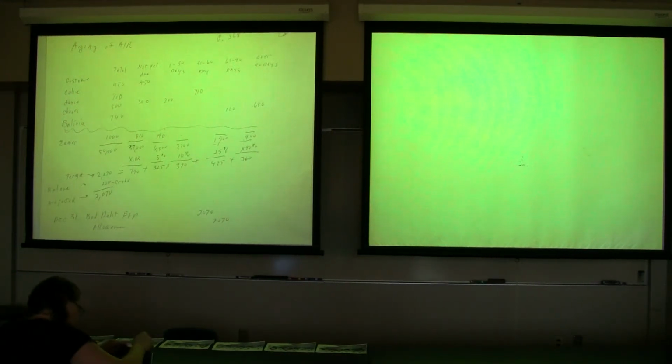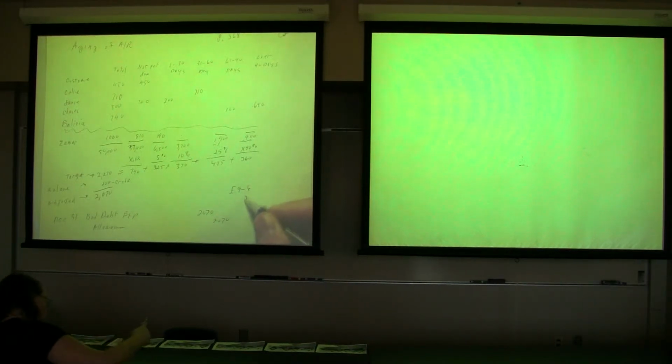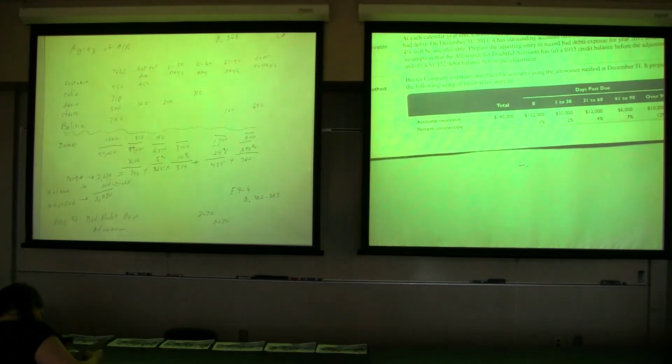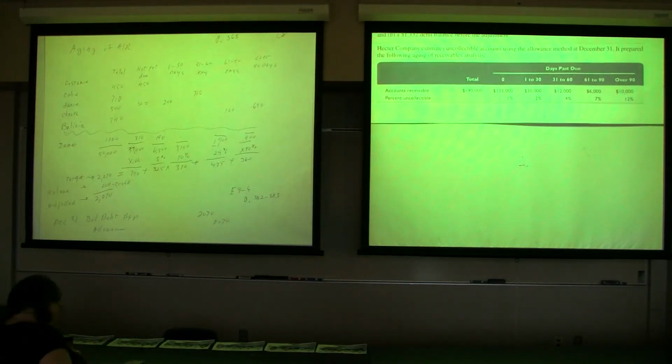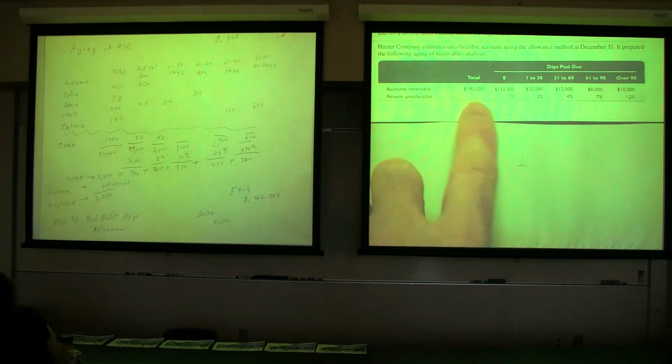Let's do this. Let's do exercise 9.6. You find that on page 382, 383. Here's how it reads. Okay, so here's 382. What it says is, the Hector Company estimates uncollectible accounts using the allowance method. December 31st, to prepare the following aging of accounts receivable. So they have a total of 190,000 accounts receivable.